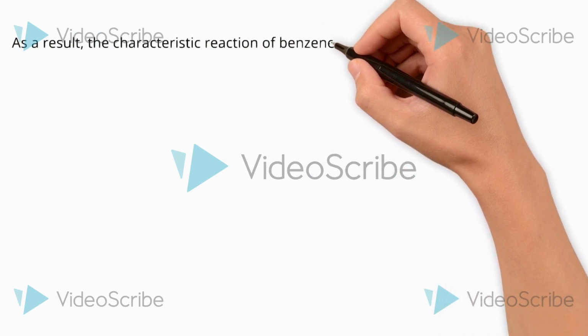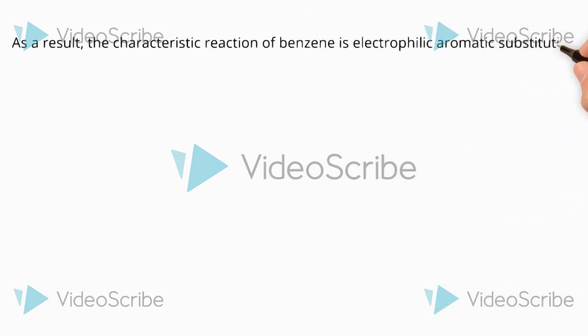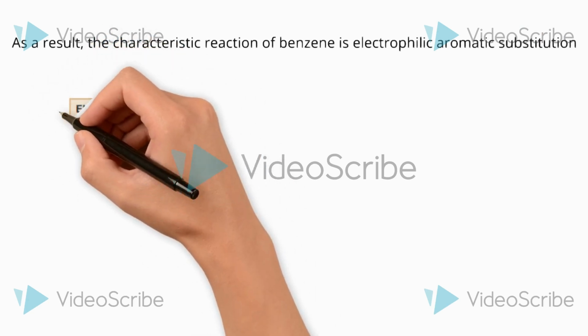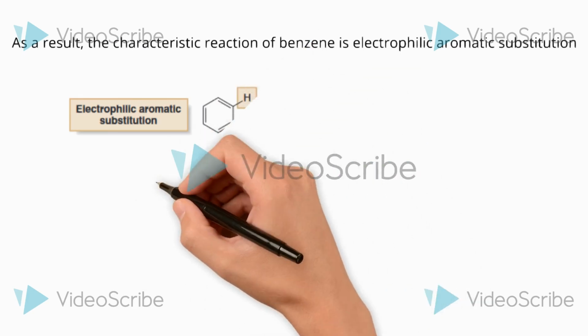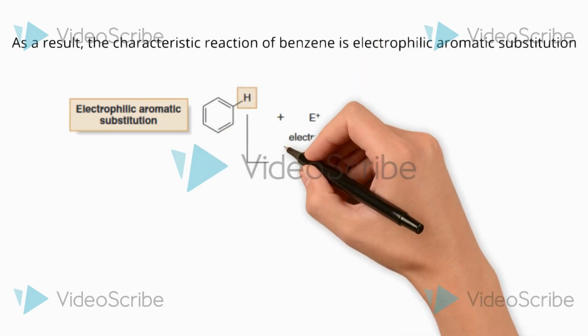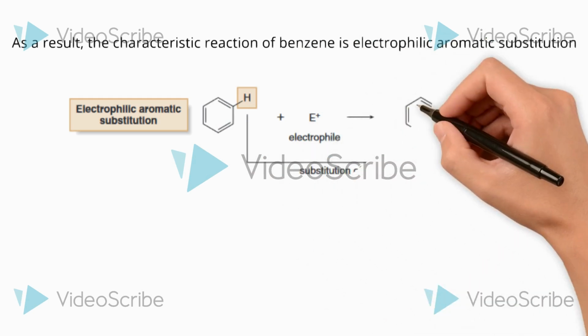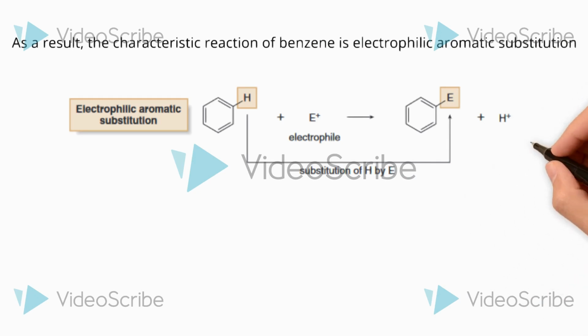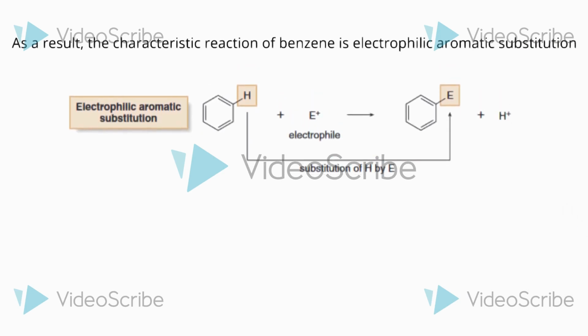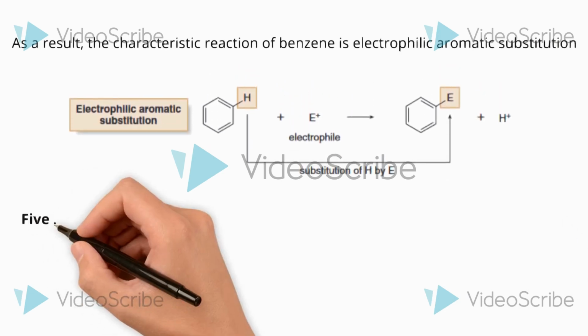As a result, the characteristic reaction of benzene is electrophilic aromatic substitution, where the hydrogen atom present in the benzene is replaced by an electrophile, forming the substituted benzene product. Here, the benzene ring is intact and it does not destroy Huckel's rule, making it a stable product.